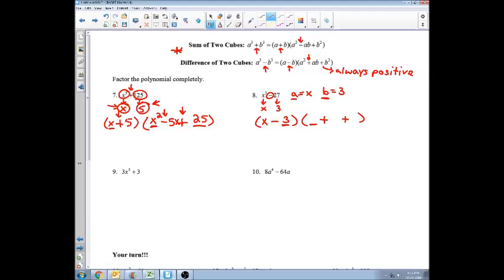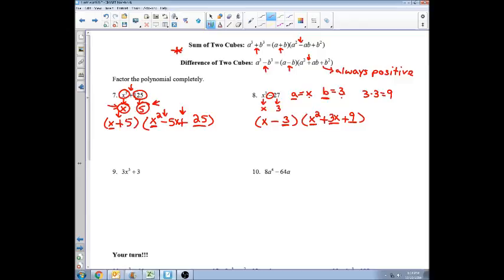My first blank here is a squared. So what is a squared? Well, it would be x squared. My second blank is going to be a times b, so it would be 3x. My third blank is going to be b squared, so 3 times 3 would equal 9. So I put 9 there.